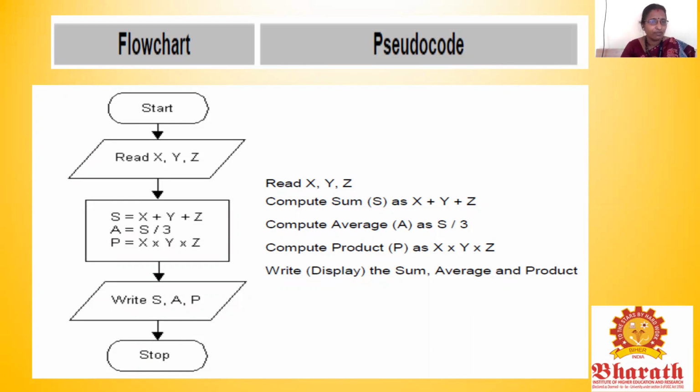Now we have drawn the flowchart, that is we obtain three values, sum value, average value, product value. How they have to be calculated, everything we identify with the help of the flowchart and pseudocode. Now we understood the logic, we are directly going to the program.